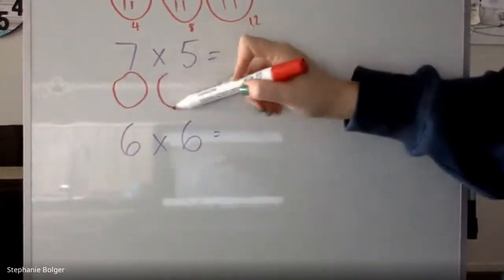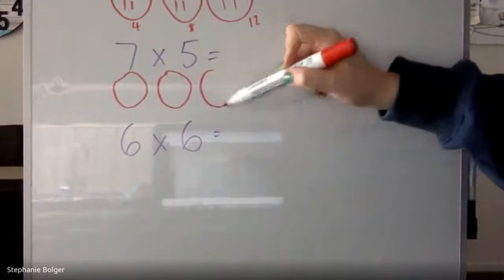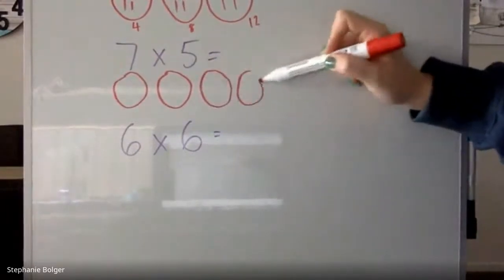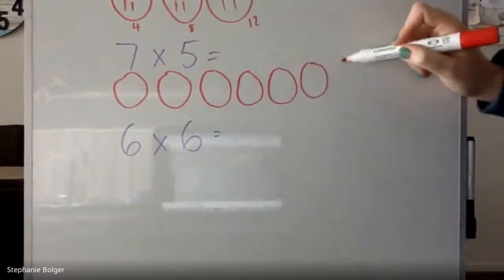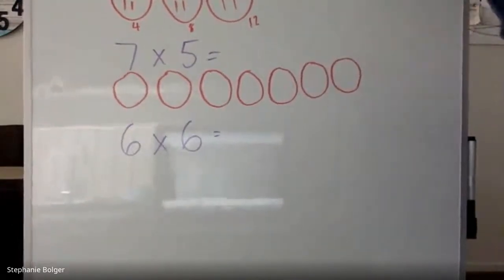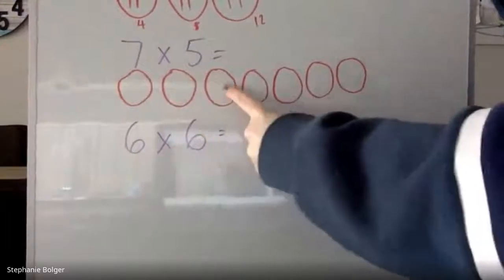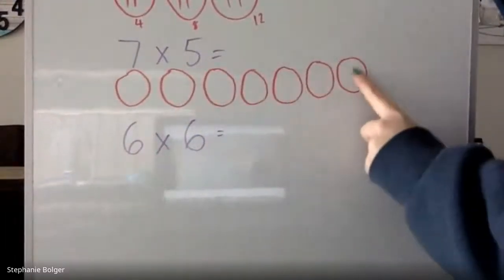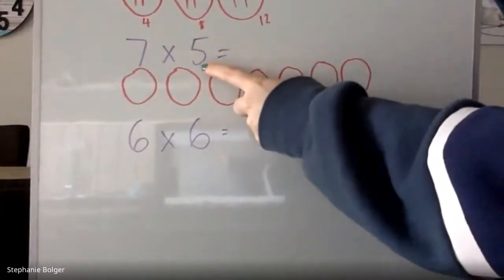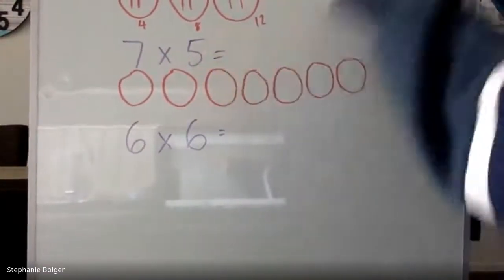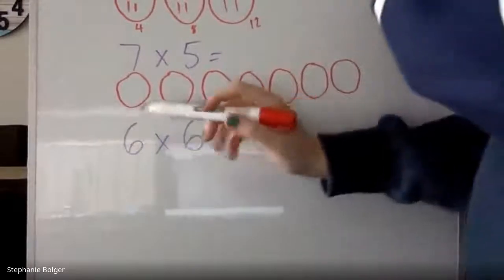1, 2, 3, 4, 5, 6, 7. I'm going to count them just to make sure. 1, 2, 3, 4, 5, 6, 7. Okay, 7 groups of 5. The second number tells us how many in each group. I'm just going to draw 5 lines in each group.